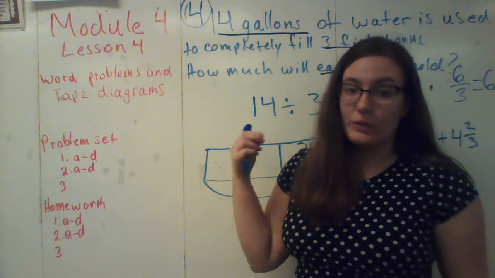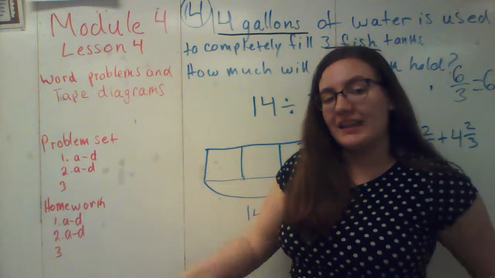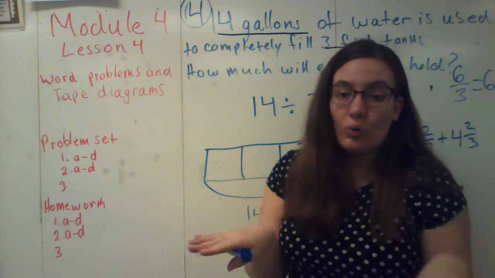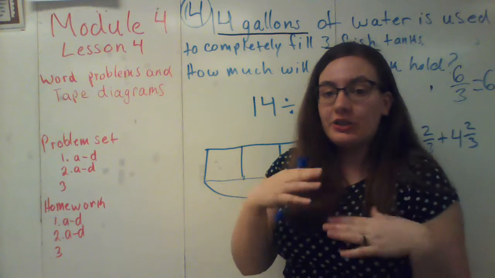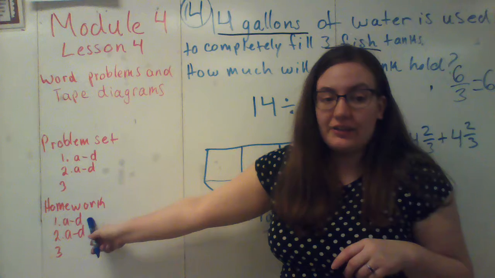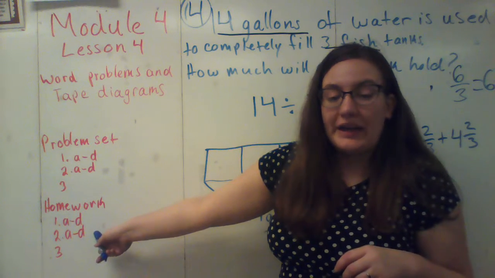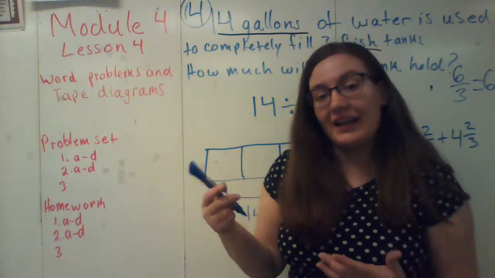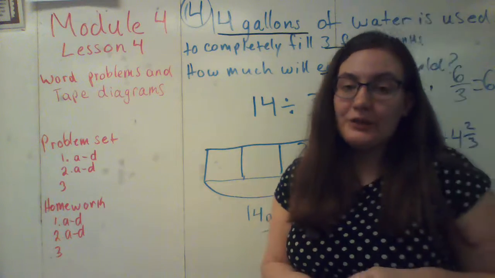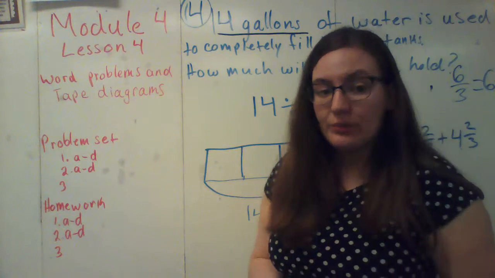Please make sure you're working on those word problems, because for your exit ticket tomorrow, you will actually be doing an exit ticket that is only a word problem. So make sure you're getting that practice with those. Then for your homework, you're doing number 1, A through D as well, number 2, A through D, and then word problem number 3. And again, make sure you're really focusing on how to solve those word problems. You could also do more if you want that extra practice.